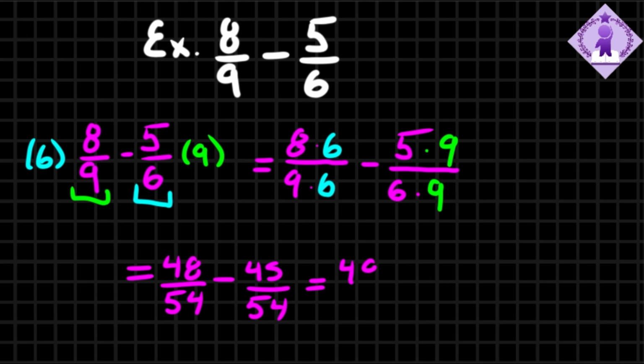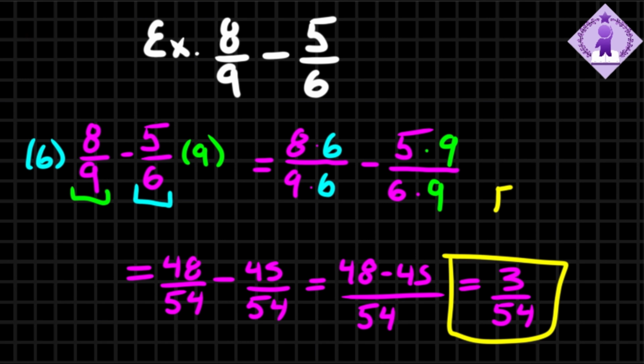Now that the denominators are the same, we can subtract the numerators of each fraction. We get 48 minus 45 over 54, which is equal to 3 over 54 as our final answer.